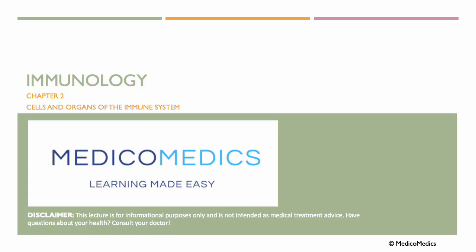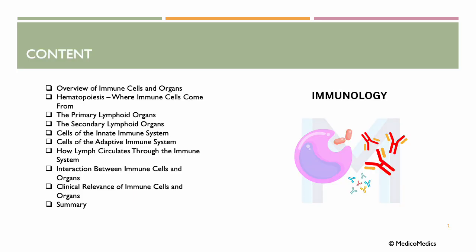Immunology, Chapter 2: Cells and Organs of the Immune System. In this lecture, we will repeat briefly what was mentioned in our first lecture. We will discuss the concept of hematopoiesis, where immune cells come from, the primary lymphoid organs and the secondary lymphoid organs. We will talk about, again, cells of the innate and adaptive immune system, how lymph circulates through the immune system. We will talk about the interaction between immune cells and our organs, the clinical relevance of immune cells, and end with a summary.